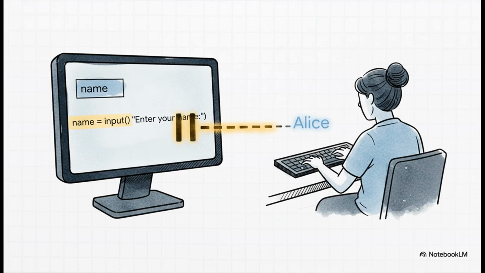The input function is basically your program's way of talking to the world. It stops everything, flashes a message on the screen, and just waits for the user to type something in. Now here's the one thing you have to remember. No matter what they type, even if it's a number, input always grabs it as a string, just a piece of text. That little detail is super important.